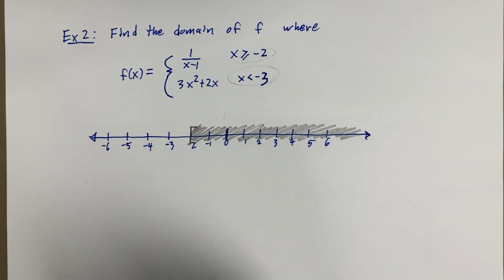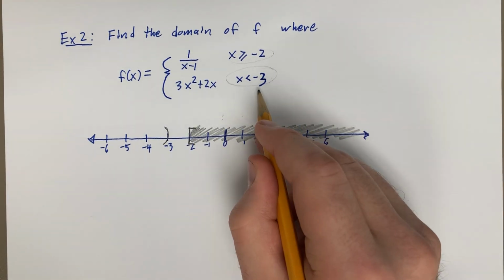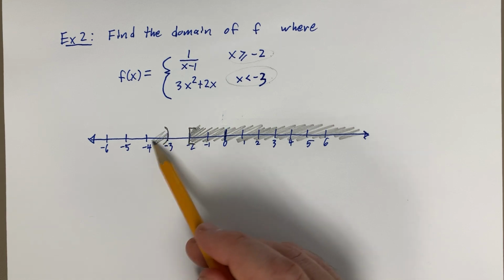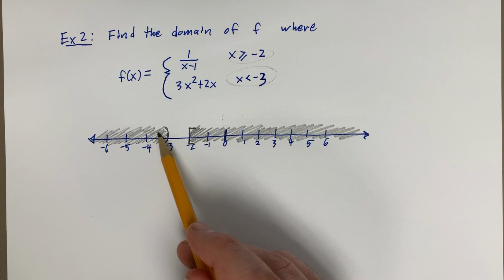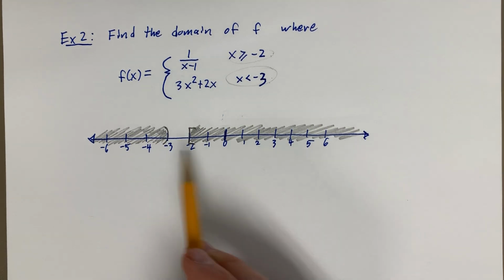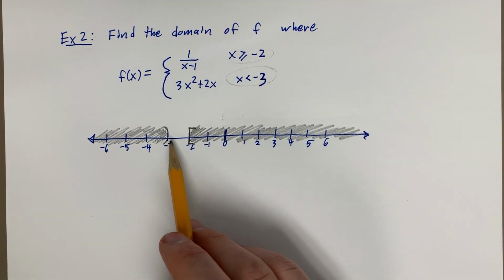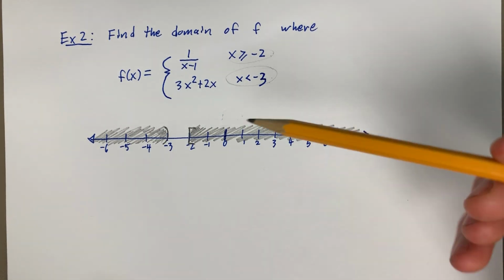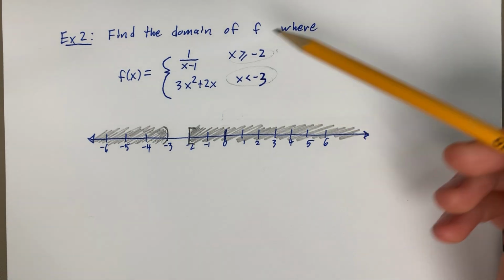So we have x less than minus 3. So we put a round bracket because it's strictly less than minus 3. And then x is less than it, so I can shade this way forever. So there's a gap between minus 3 and minus 2. All right? So we'll never be able to plug in minus 3 or any value in between minus 3 and minus 2.